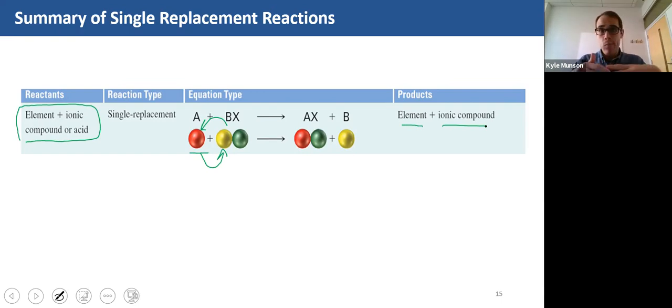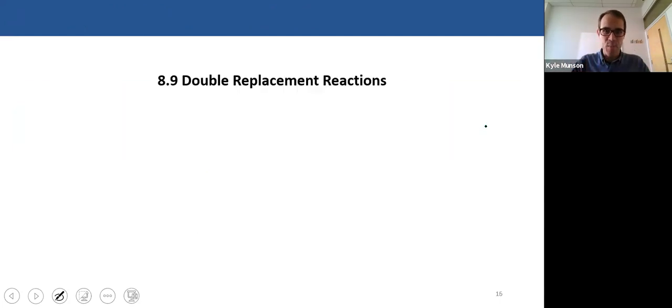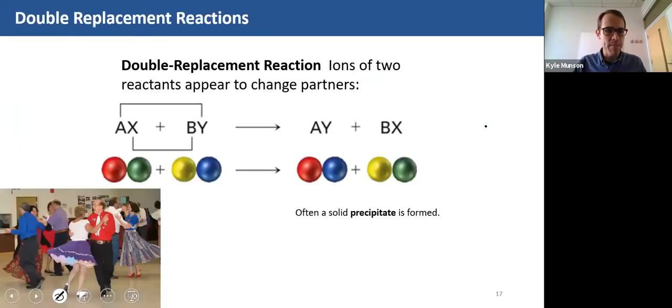Well, now the next thing that I mentioned is, what about a double replacement reaction? Well, it's kind of in the name, right? What is a double replacement reaction? So this is the example, I guess, with square dancing.